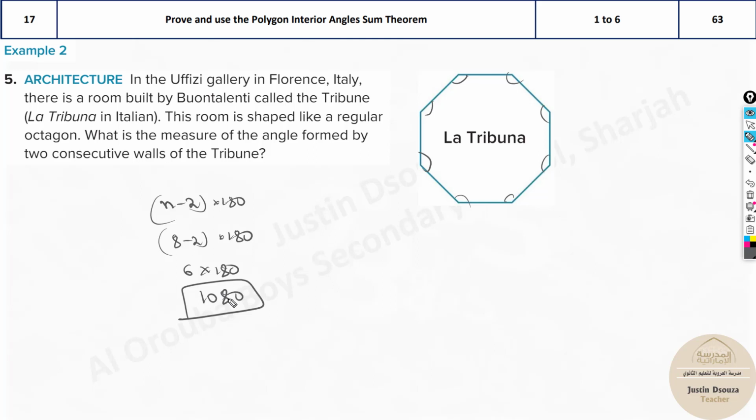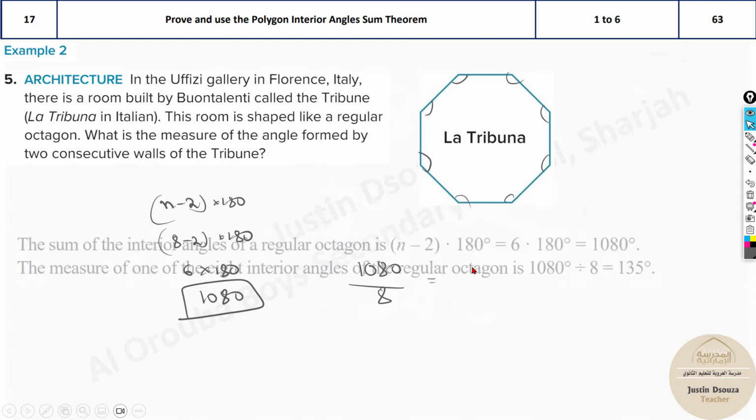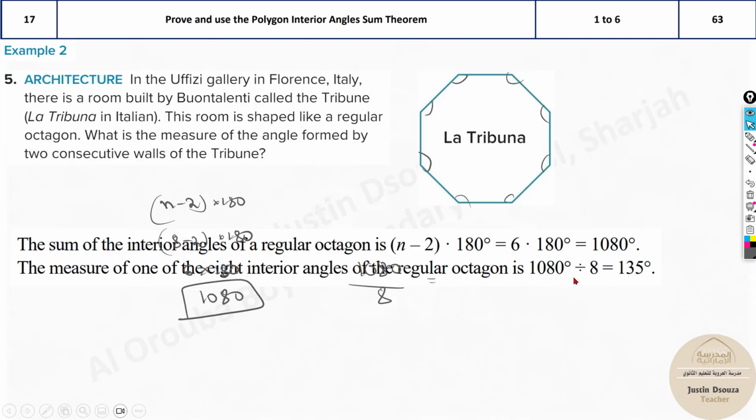But we want only one particular angle, right? This is the total interior angle. How do we find it for one? So just divide this by 8. 1080 divided by 8. You will get the answer. We can just use the calculator here, it'll take a long time otherwise. Let's use the calculator and solve. It is 1080 divided by 8. The answer is 135. So the interior angle is 135. That's it. So this angle between two consecutive walls is 135.